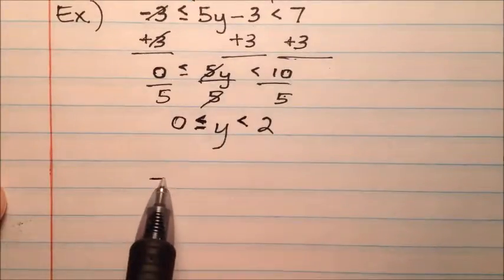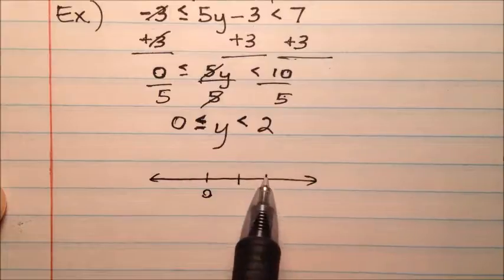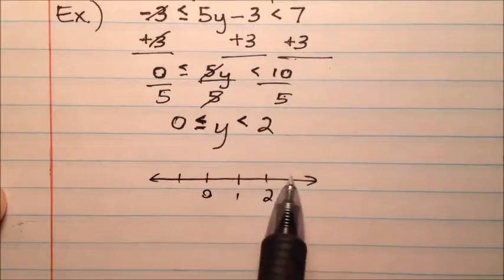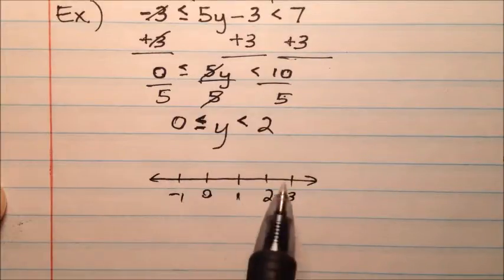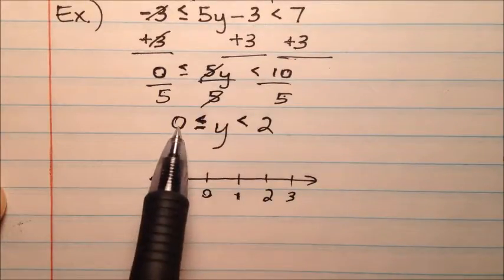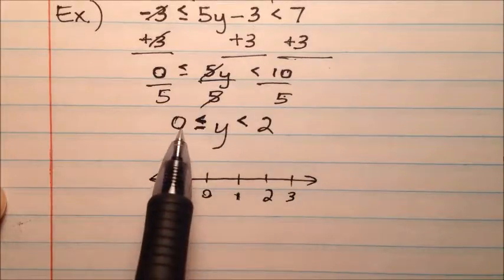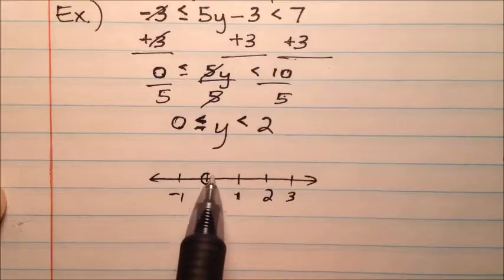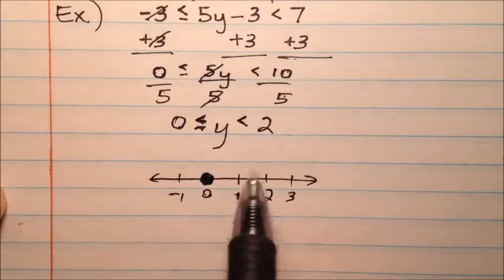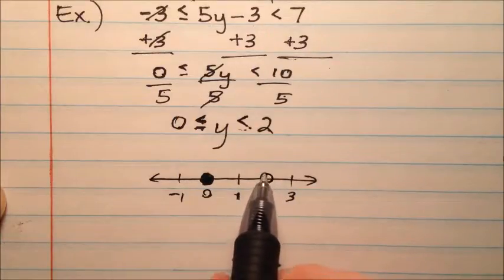So when we graph this, I'll put my number line there, and I'll put 0 over here and 2 over here. And again, it doesn't matter what values you put down here, really, just as long as your 0 and your 2 are in plain sight, we can work with them. So 0 is going to be a closed circle, because we have this equal to right there. So closed circle at 0. Our 2 is going to be an open circle, because there's not an equal to.